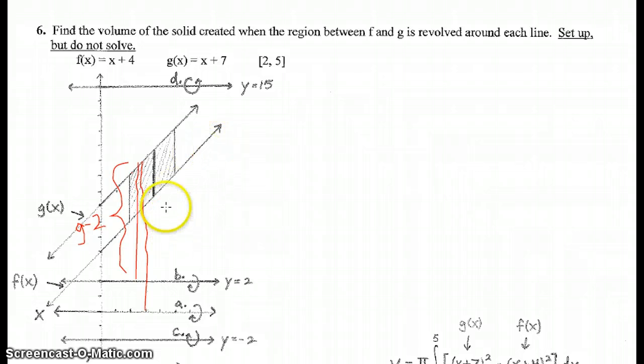Similarly, my inner function f, since we're revolving it around y equals 2, doesn't go all the way back to the x-axis. It only goes to y equals 2. So the distance from f all the way to the x-axis is, of course, f, which means the distance from f back to y equals 2 is going to be f minus that gap of 2.